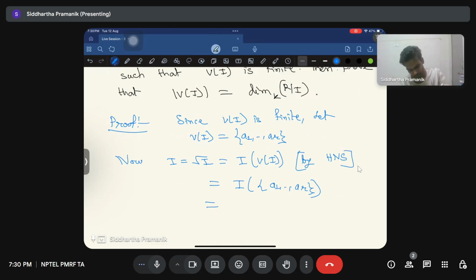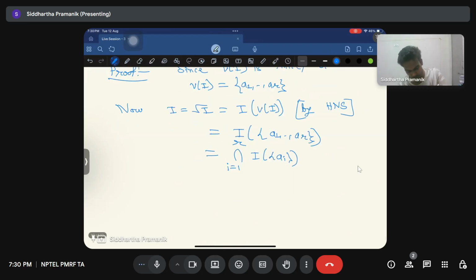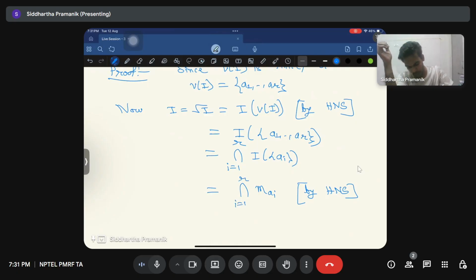And this is the same as the intersection of the ideals of the singleton sets, and the ideal of a singleton set corresponds to the maximal ideal at that point. This is also by Hilbert's Nullstellensatz, because maximal ideals correspond to points and points correspond to maximal ideals when the field is algebraically closed. So this is i equals 1 to r. So what we have got is that the ideal I is an intersection of a finite number of maximal ideals.